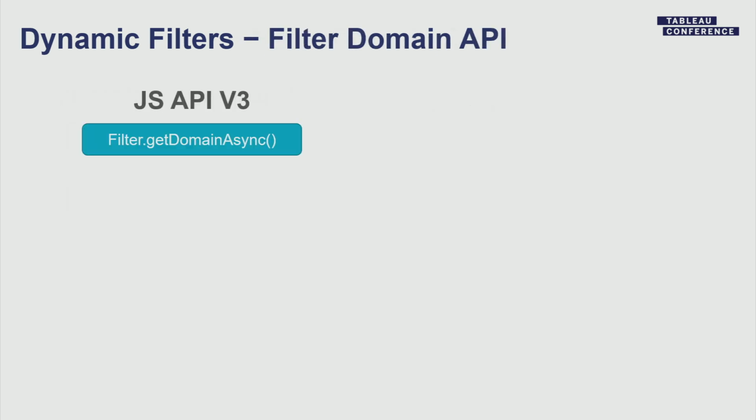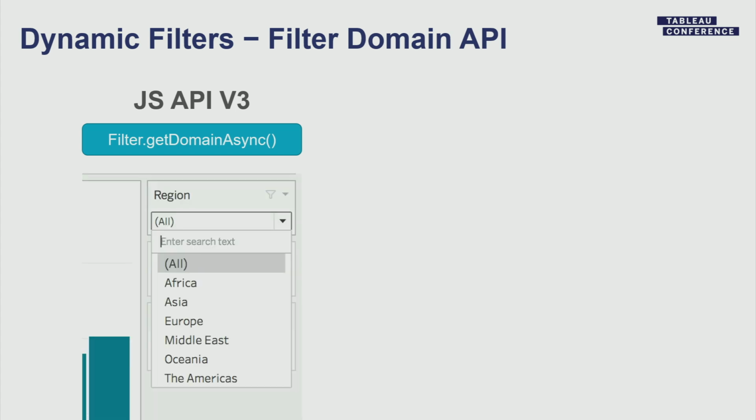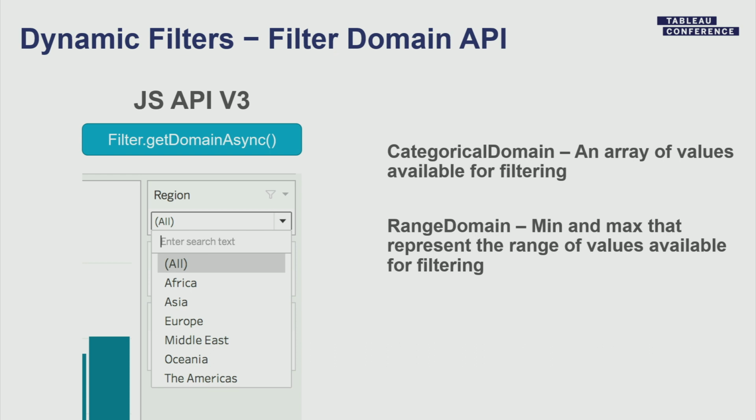So in V3, we'll have a new API that allows you to get back the filter domain in one single call. That API is filter.getDomainAsync. It is analogous to clicking on the drop-down menu to get back the list of values that are available for this filter. That API is available for both the categorical domain and the range filters. This API is really powerful. It helps you get back all that information in one API call, saving you a lot of development time and making your application much more efficient.